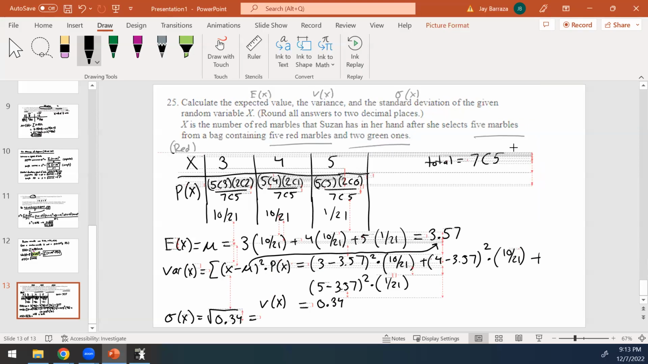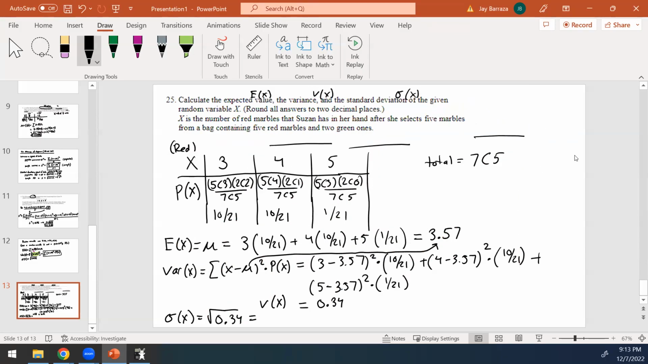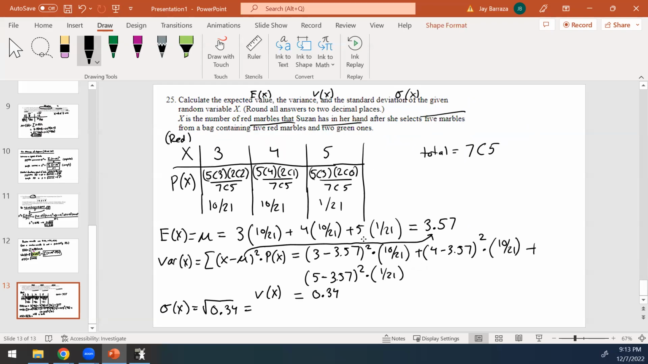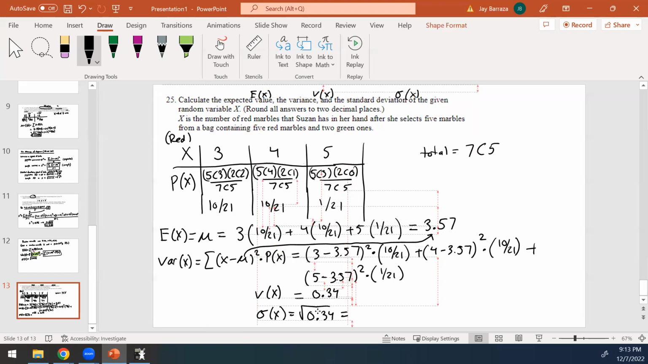Let me make this a little smaller. I'm just going to move this up a little bit. I should have done it that way. There we go. 0.58. Any questions? So we have our answers.